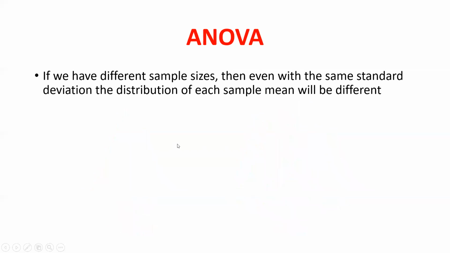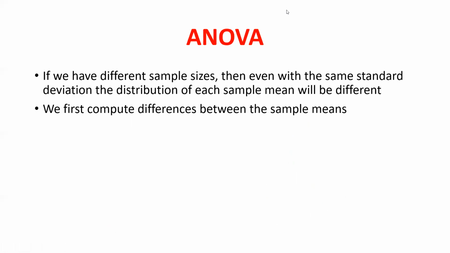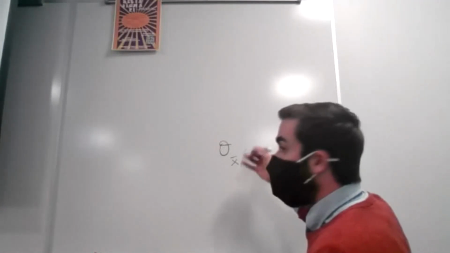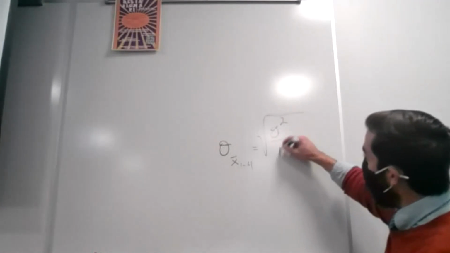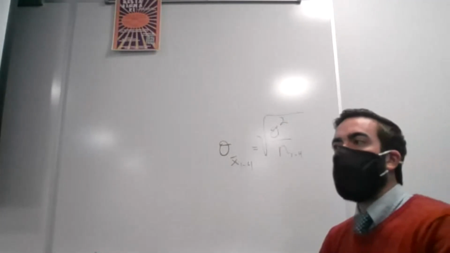So what we're going to do is, even if we had different sample sizes, even if we have the same standard deviation, different sample sizes, right? I drew all of these distributions for the sample means as though they all had the same variance or the same standard deviation. But we know that the standard deviation of whatever group we're looking at, 1 through 4, depends on the sample sizes of whatever group we're looking at.